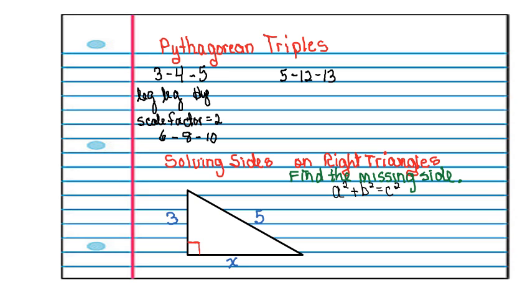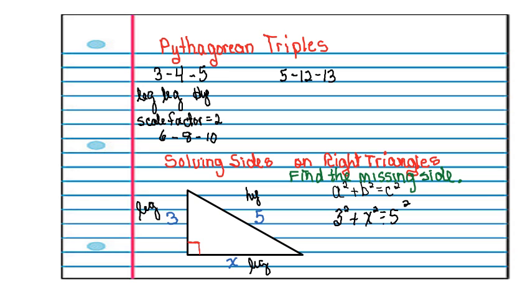Solving sides on a right triangle means you're just going to find a missing leg or a hypotenuse. So you just have to discover which ones are legs. So this is a leg because it's hooked to the 90-degree angle, and this is a leg, and this is the hypotenuse. So putting it back into the formula, a leg squared plus x squared, the next leg squared, would equal 5 squared.